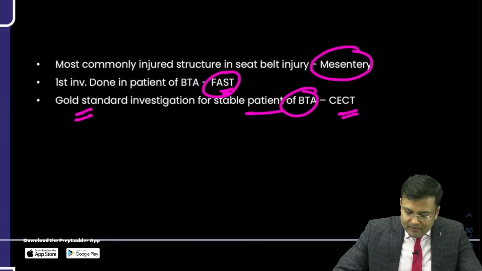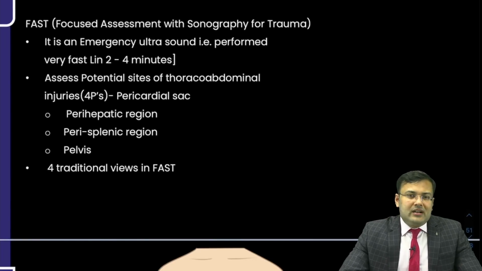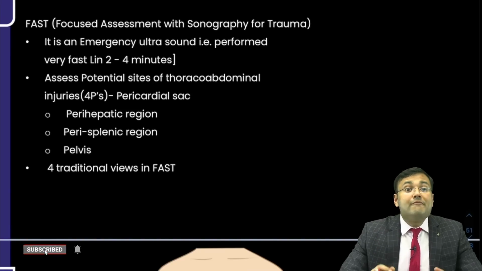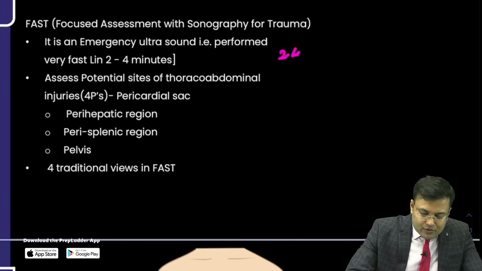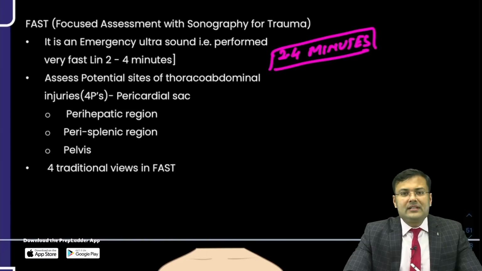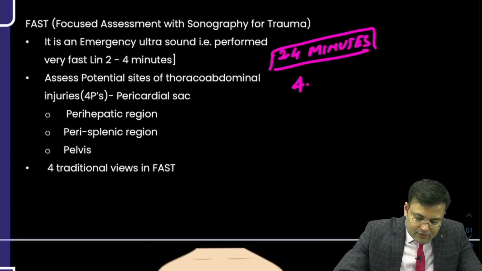In blunt trauma, one investigation which is crucial, first, FAST. Tell me what is the full form of FAST? All of you know the correct answer. Focused assessment with sonography for trauma. What is this FAST? This is ultrasound which is done very fast. Within how many minutes? It is done within 2 to 4 minutes. And what we have to assess, 4 P's. So, how to remember? 4 minutes, 4 P's.